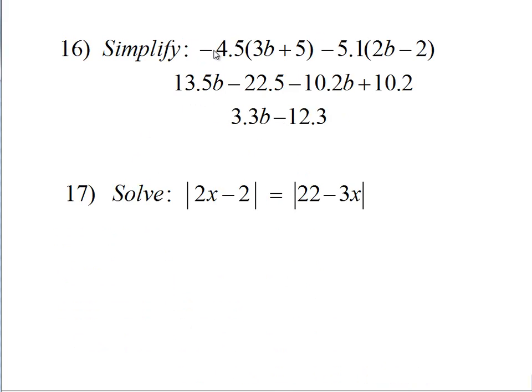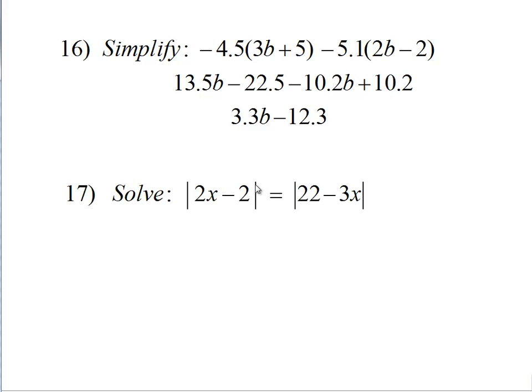Okay, simplifying, I multiplied. 4.5 times 3b is 13.5b. 4.5 times 5 is 22.5. 5.1 times 2 is 10.2. Positive. Then I combine like terms. Your 10.2 and your 13.5 is 3.3 because you're subtracting. Your 22.5 and your 10.2, when you subtract those, is minus 12.3.